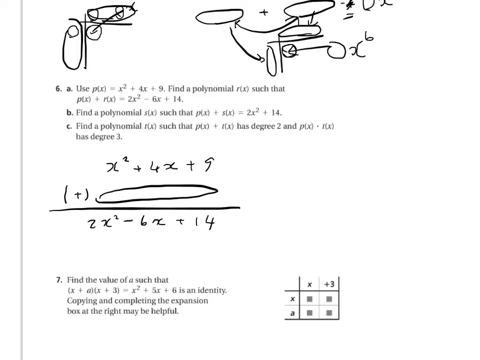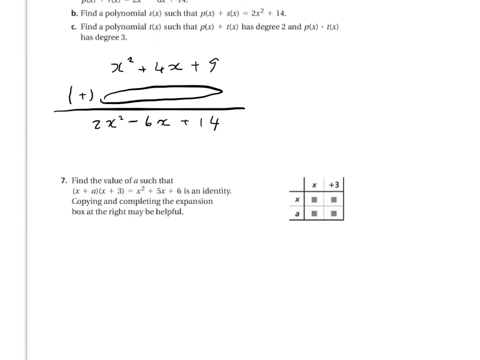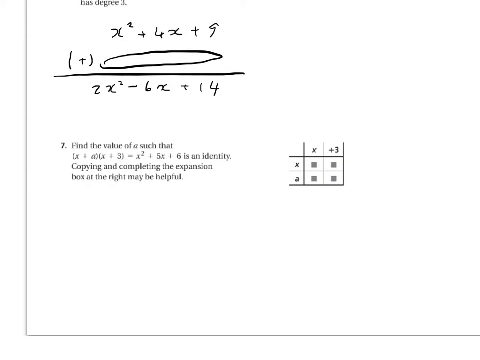That's 6a, and you can use the idea to go through the rest of the parts of problem 6. Find the value of a such that x plus a times x plus 3 equals x squared plus 5x plus 6. So after you use the expansion box, this part will be x squared, this will be 3x, and this will be ax, and this will be 3 times a. So we have x squared plus 3 plus a times x plus 3 times a.